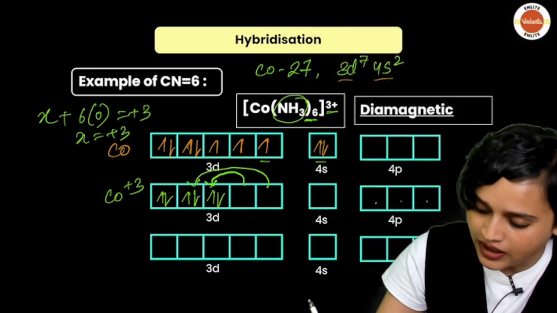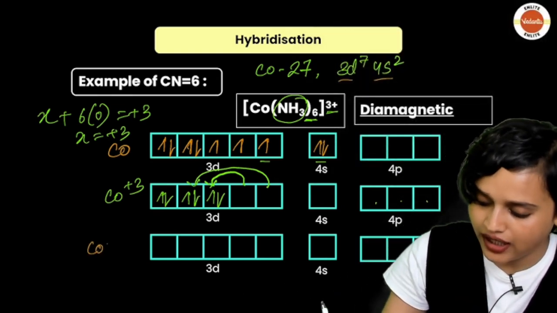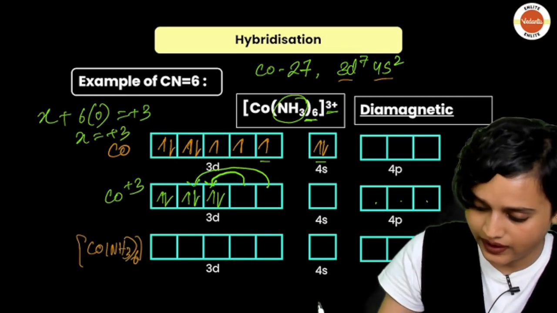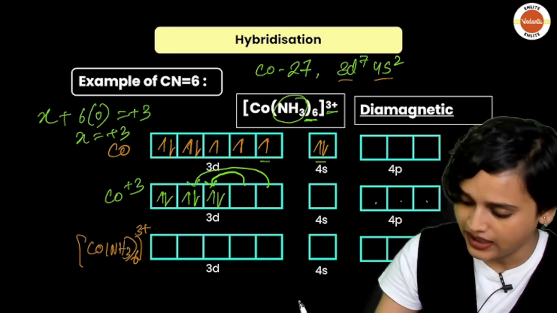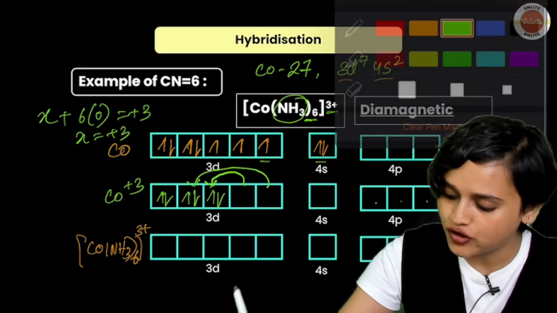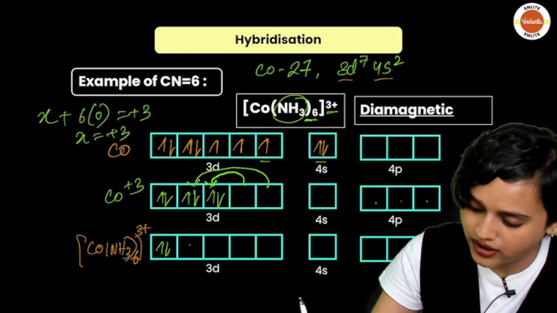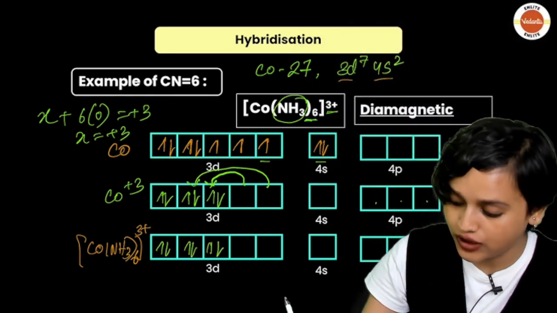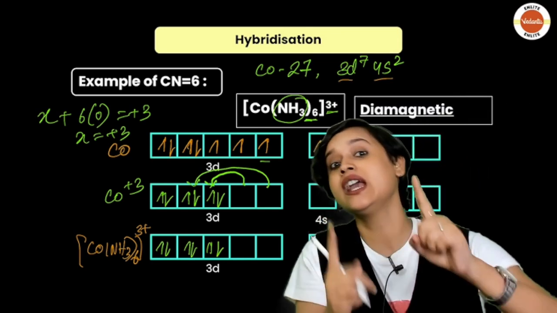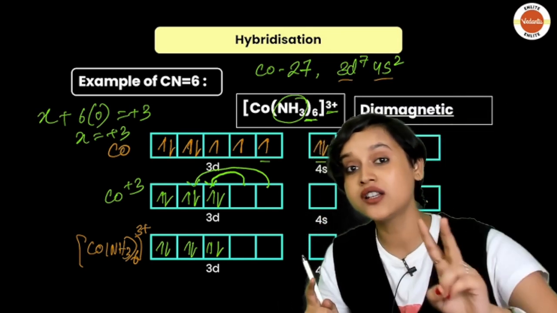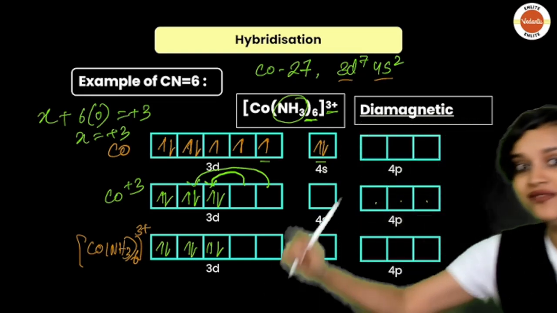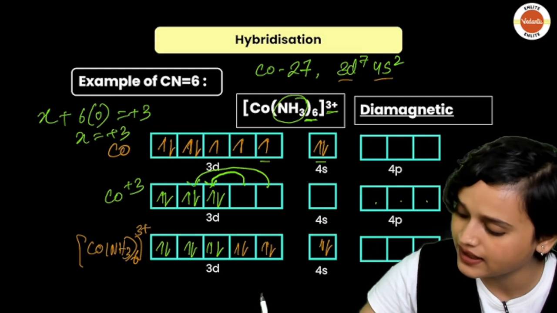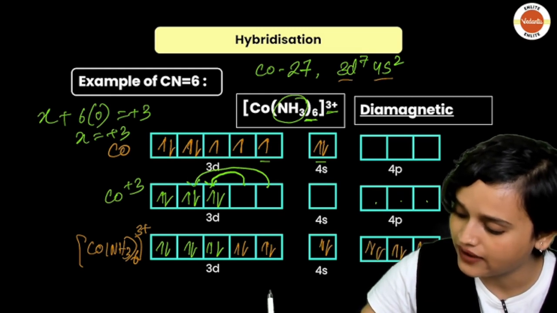Check it out. So now cobalt with [Co(NH3)6]3+. Now what will happen? Now I'm going to draw the cobalt electrons like this. 1, 2, 3, 4, 5 and 6. And now NH3 is going to come. From each NH3, cobalt is going to get 2 electrons. So that means 12 electrons have to fill. So 12 electrons, 1, 2, 3, 4, 5, 6, 7, 8, 9, 10, 11, 12.